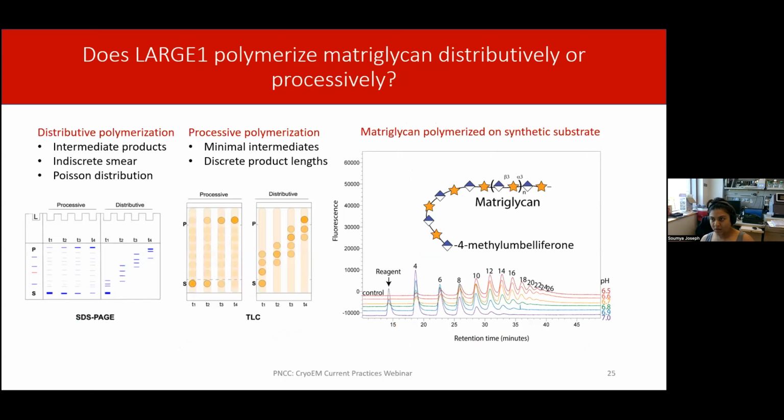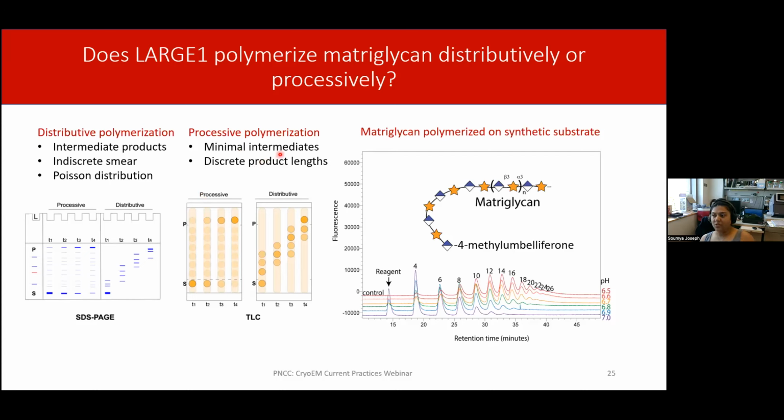We wanted to know whether LARGE1 polymerizes matriglycan processively, and if it does, this has implications for the length of matriglycan that is polymerized in disease states. So if you interfere with the processivity of LARGE1, you might end up with shorter matriglycan and you might end up getting various diseases related to muscular dystrophy.